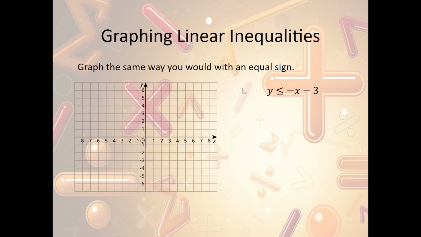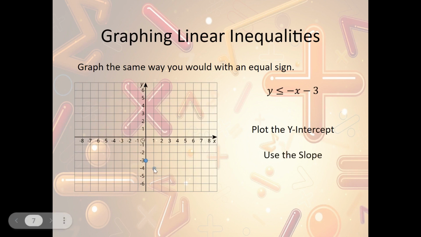Let's look at another example. We have y is less than or equal to negative x minus 3. So again, I'm going to plot my y-intercept first, which is negative 3. So I go down 3 here. And my slope is just negative x, which really is negative 1. So that's negative 1 over 1. So that means I'm going to go down 1, to the right 1, and plot that point.